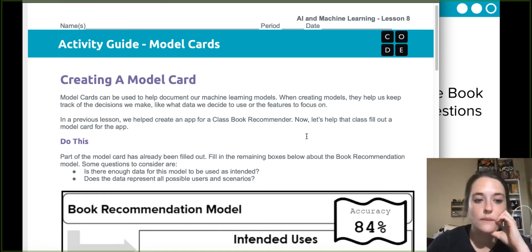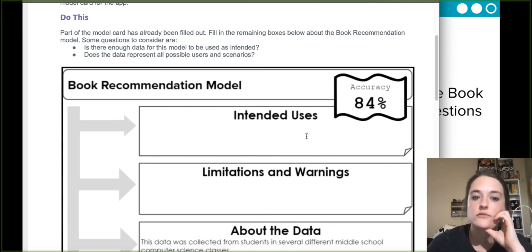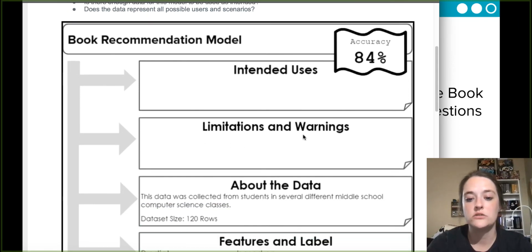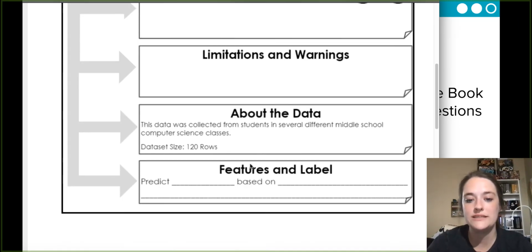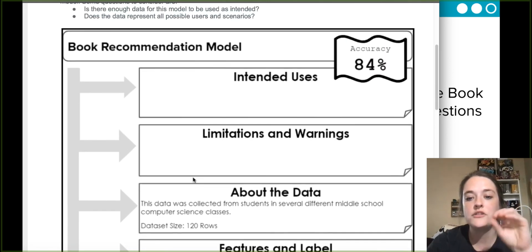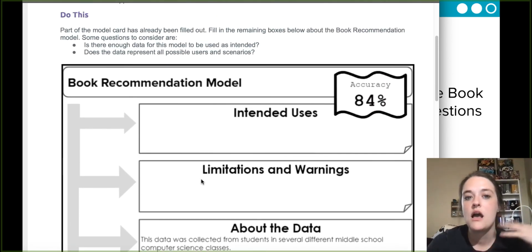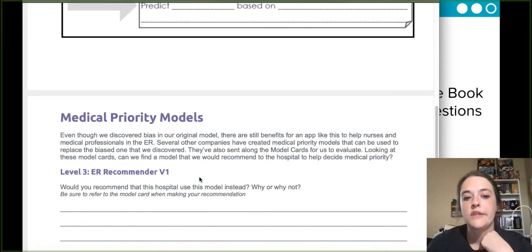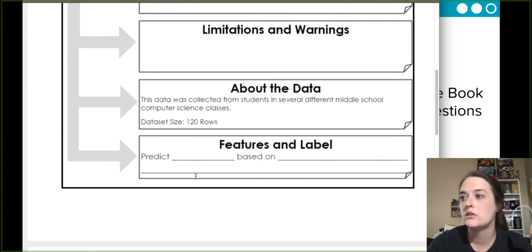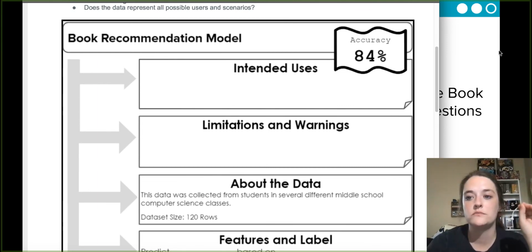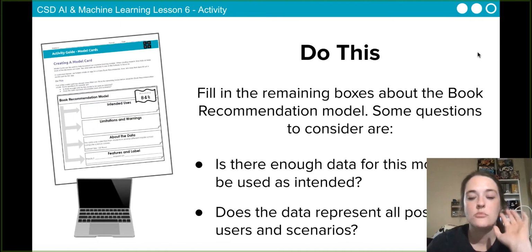your model card. What's the intended use of the book recommendation model? Okay, what's it trying to predict? What are the limitations and warnings of this model? All right, and that's going to be the first part. Pause the video here so you can complete the first page.